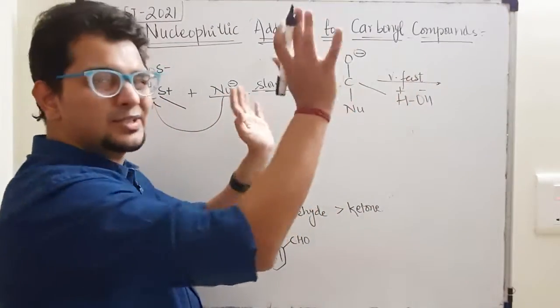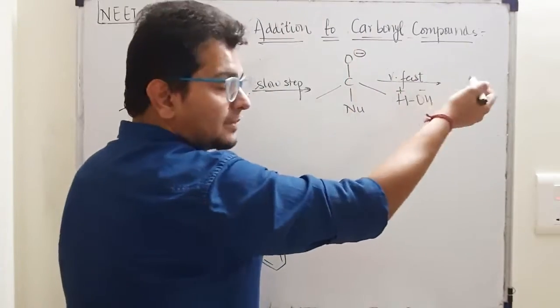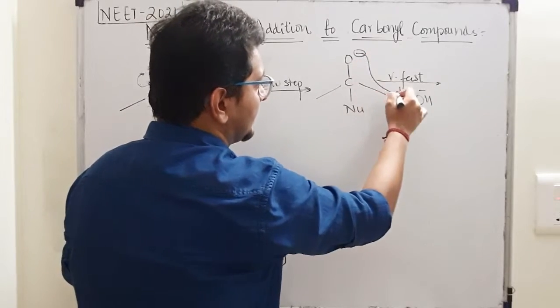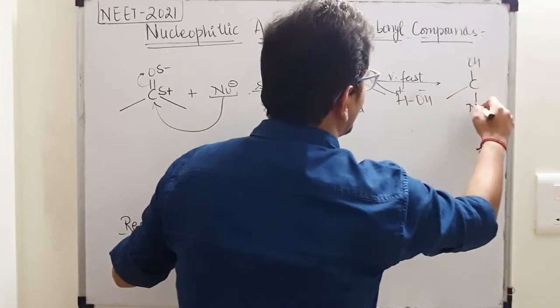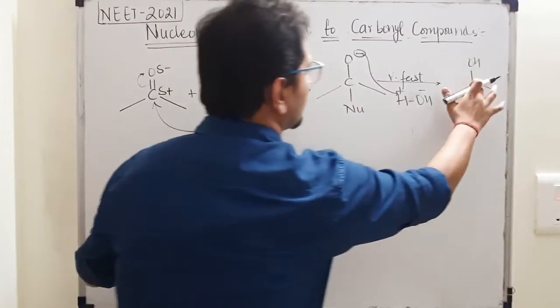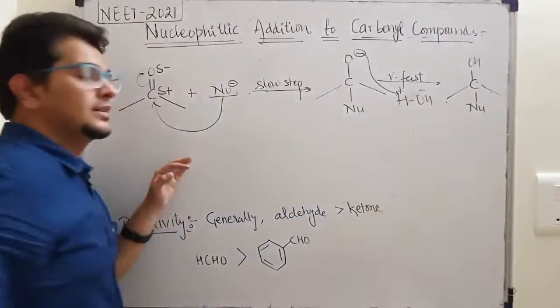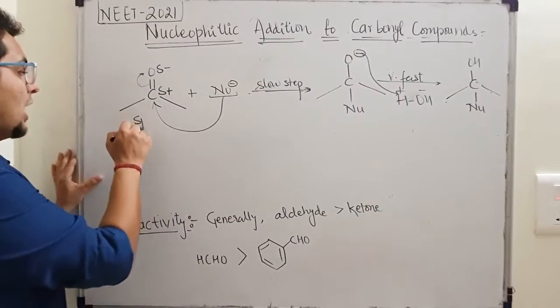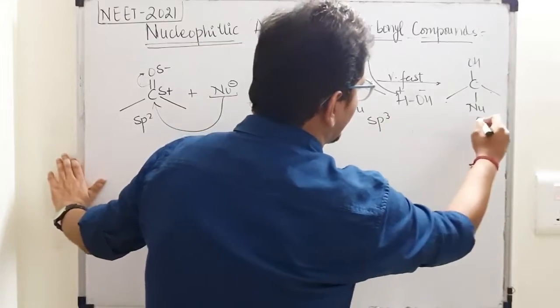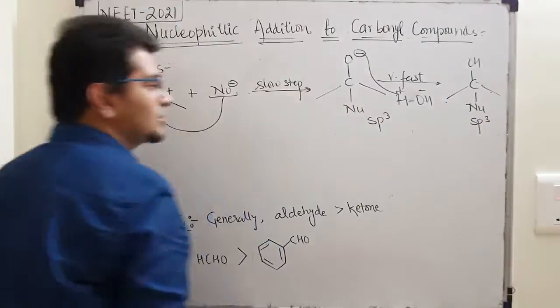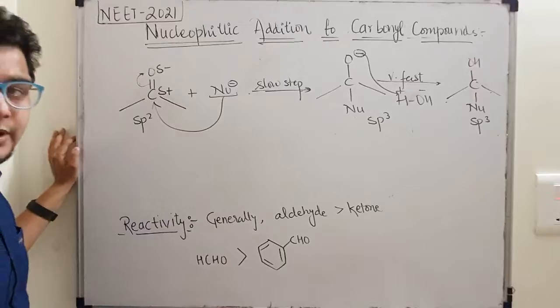I am showing plus and minus for simplicity, otherwise delta plus, delta minus is there. So this negative will take this H plus away and you are going to get COH, the nucleophile, and this another group. It could be R, H, anything. So here the sp2 hybridized C double bond O is going to become an sp3 intermediate and finally an sp3 product also. Carbon is going to be sp3 in the product.